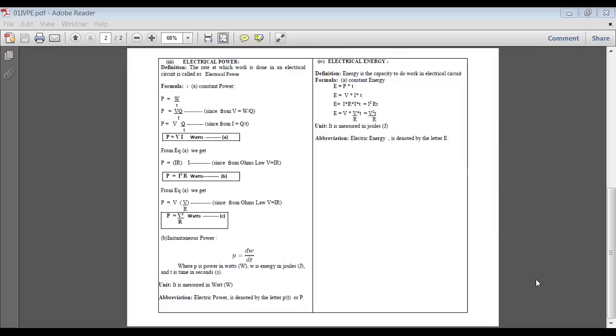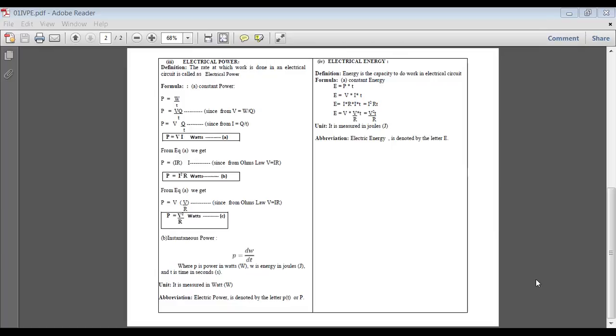Then what will be the second formula? P is equal to I into R into I. Since from Ohm's law, V is equal to IR, now we get the second formula, P is equal to I square R watts. The third one, P is equal to V into V by R. It is also from Ohm's law, V is equal to IR. So finally we get one more formula called P is equal to V square by R watts. Totally we have three formulas for power: P is equal to VI watts, P is equal to I square R watts, P is equal to V square by R watts.